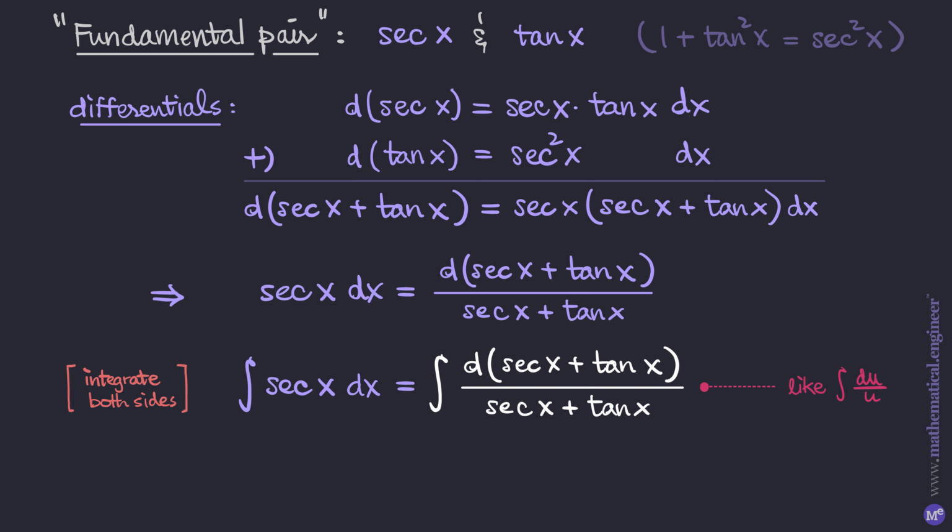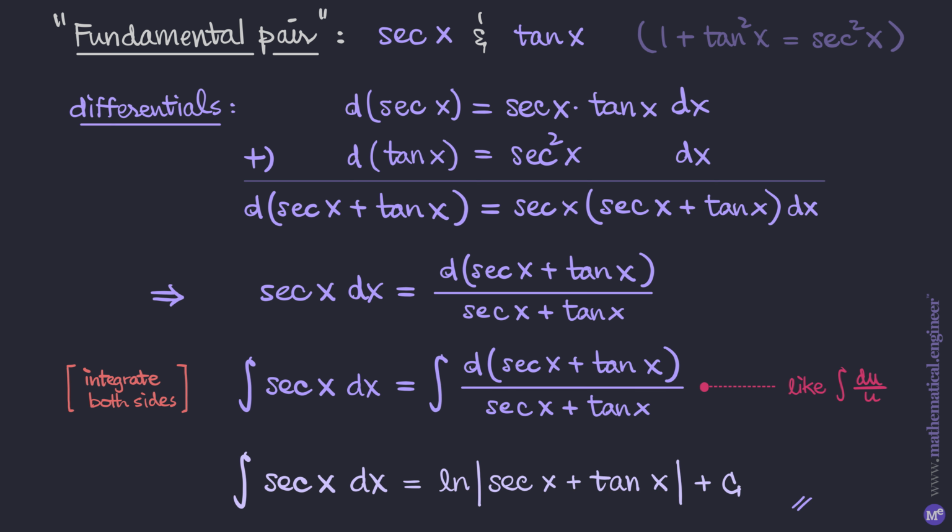Look at the right-hand side. It's just like integrating 1 over u, whose antiderivative is the familiar ln of u. So, congratulations. The indefinite integral of secant of x is ln of the absolute value of secant of x plus tangent of x, in addition to an arbitrary constant.